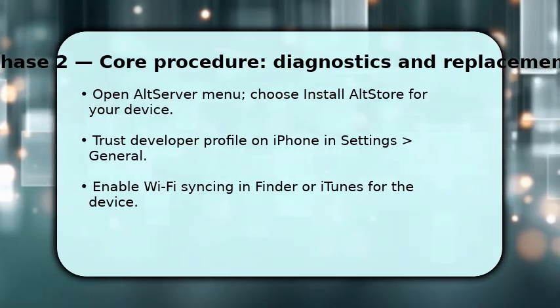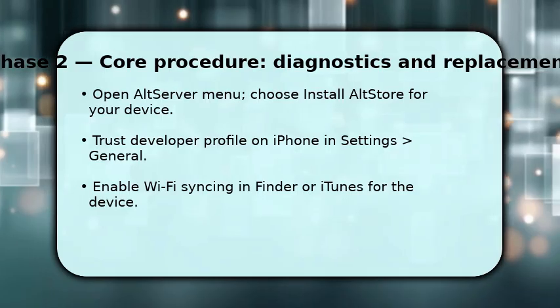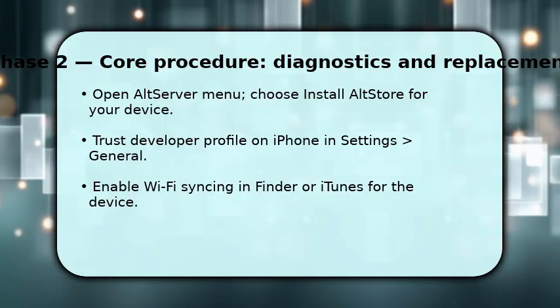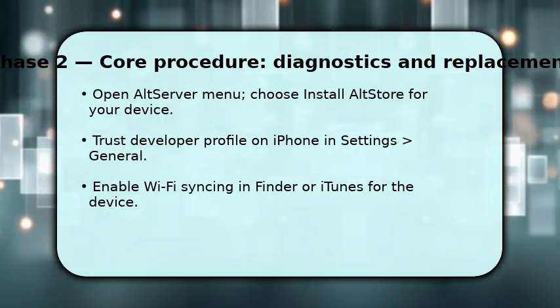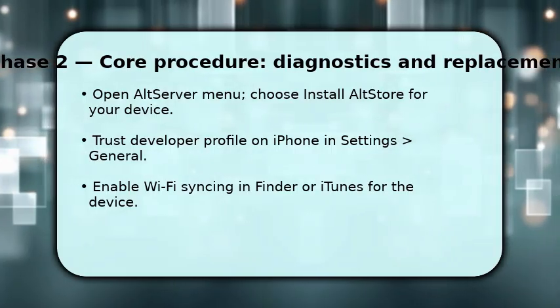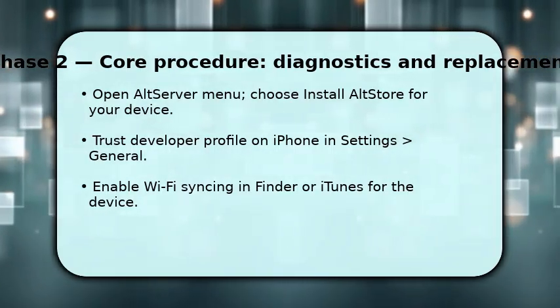Then enable Wi-Fi syncing for your device in Finder (macOS) or iTunes (Windows), so the phone remains visible for Altserver without a cable. Keep Altserver running on the desktop. This maintains the tunnel Altstore needs to update apps.